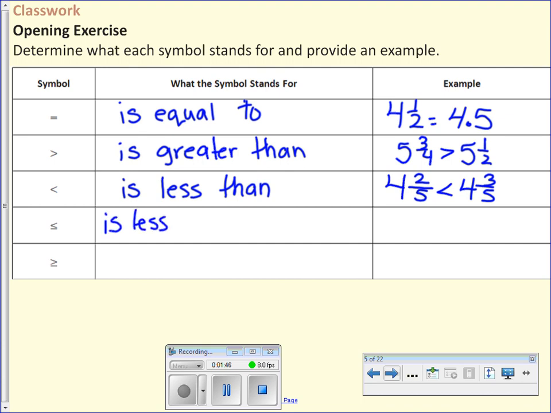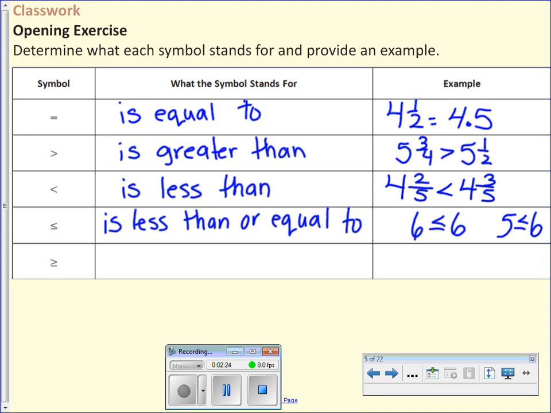So now two rules apply. Is less than, or it can be equal to. So if I say 6 is less than or equal to 6, is that a true statement? Yes, because 6 is equal to it. Suppose I said 5 is less than or equal to 6. Is that a true statement? Yes. So it can be one or the other, less than or equal to.